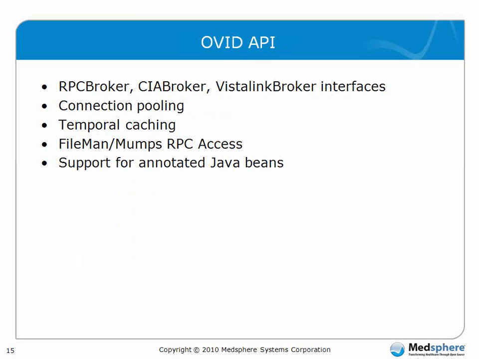OVID is broken up, the way we see it here at Medsphere, into two levels. There's this really basic OVID API, which is where you find your RPC connection interfaces. We have some other things in there that we find useful that aren't specific to any particular list of data, like the connection for the RPC connection.